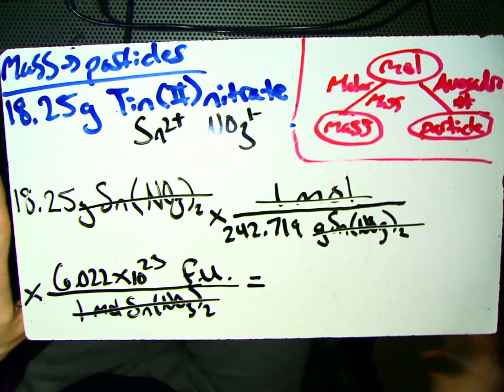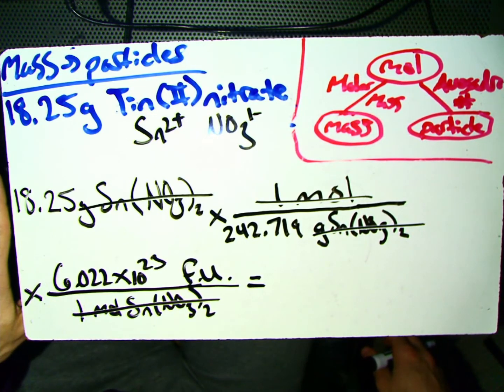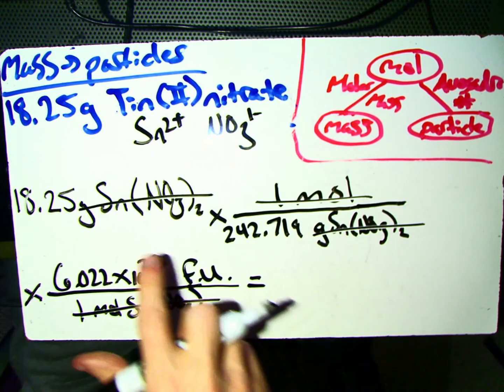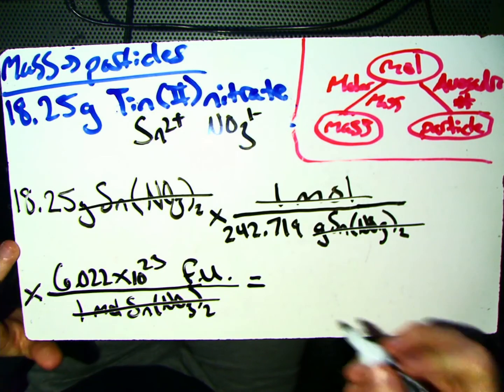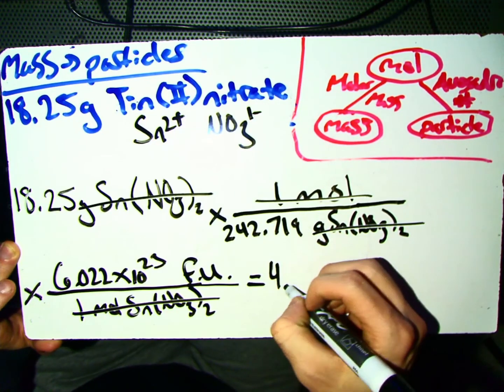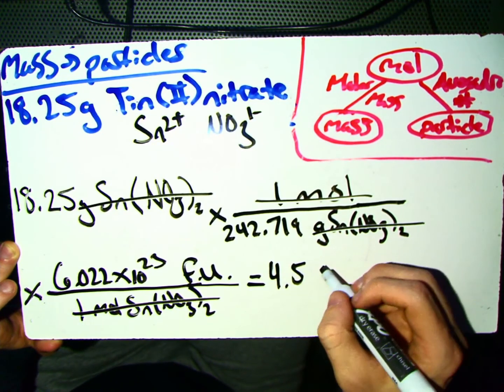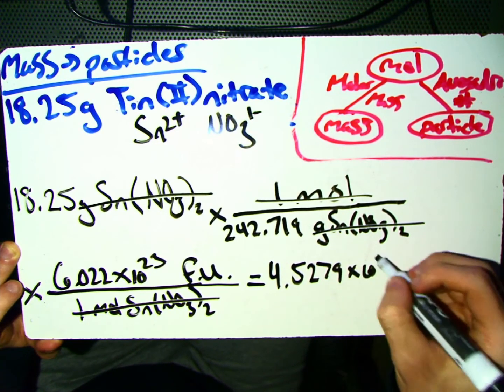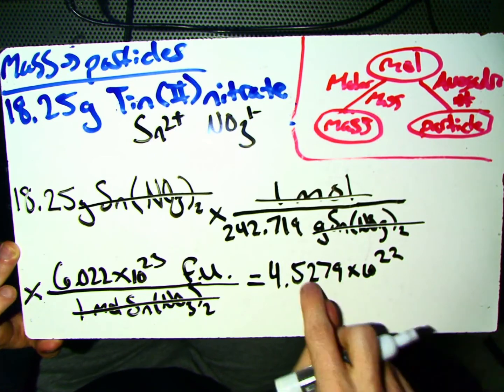So if you plug this all into your calculator, by the way, you can do it in multiple steps. I think maybe that lowers the likelihood of you messing it up, but I don't know. Anyway, if you plug this into your calculator, you should get 4.5279 times 10 to the 22. This is too many sig figs.